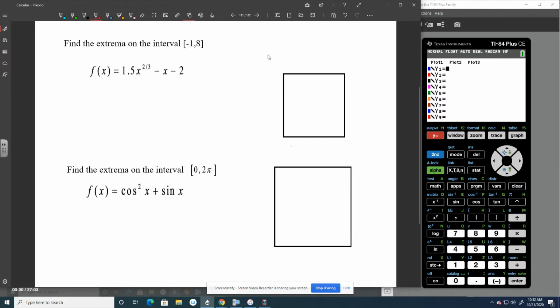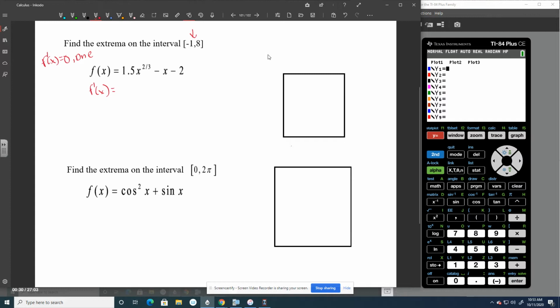So the first thing I do, just like before, is I need to use my derivative because I'm looking for where f prime of x is equal to 0 and where it does not exist, because I need to check those values. And I also need to check my endpoints, -1 and 8, which is something that we forget to do sometimes. So f prime of x.